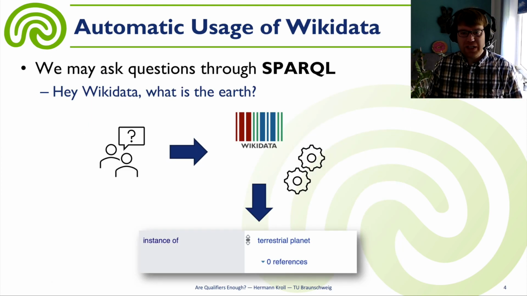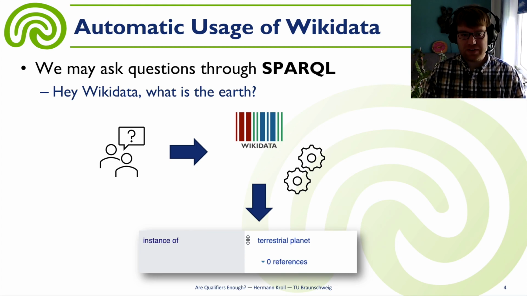What can we do with Wikidata? On the one hand, we can go to the website, browse through the knowledge and learn things, right? This is how humans could interact with Wikidata. But we have also the option to use it in an automated way. So there's a query language for knowledge bases. It's called SPARQL, and we can ask structured queries. Something like, hey Wikidata, what is the Earth? And then Wikidata could reply, it's an instance, it's a planet. Okay. And then we might learn something.